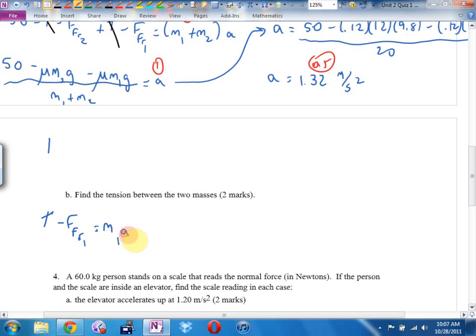You could also use 50 minus friction 2 minus tension equals M2A, which will get you there just fine with a bit more work. Here, tension is going to be M1A plus friction 1, which is going to be M1A plus mu M1G.